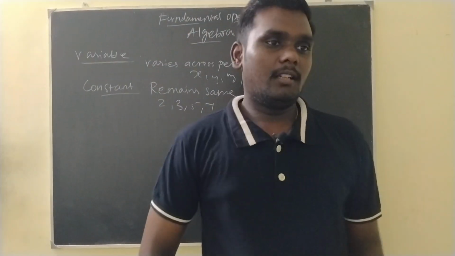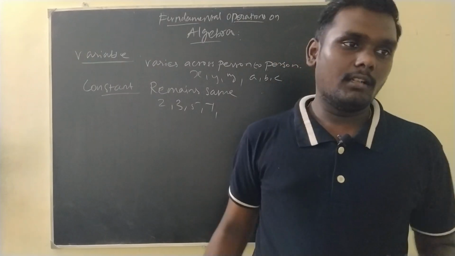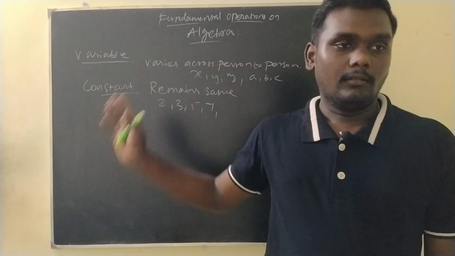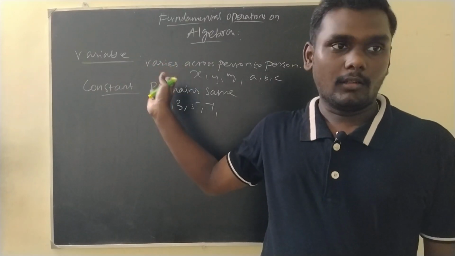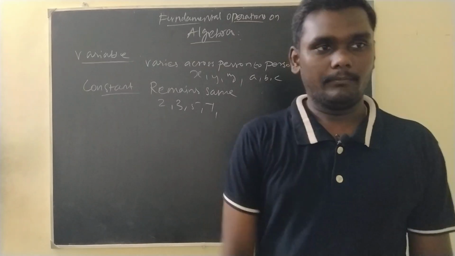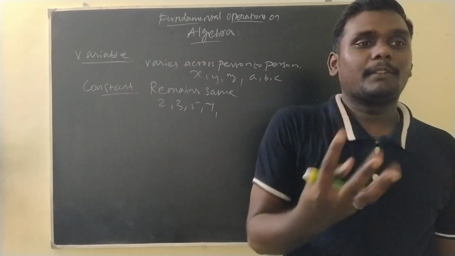So when we say algebra, it consists of two different quantities. One is variable, another one is constant. Whereas variable varies across time, person to person it may vary. Constant means it remains same. So using this, we are going to express something.